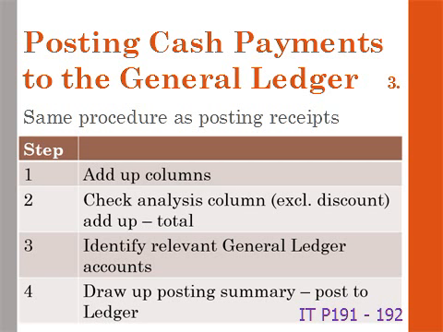Step 1. Add up all the columns on the payments side of the cash book. Step 2. Check that the totals of the analysis column, excluding the discount received column, add up to the total paid column. Step 3. Identify the general ledger accounts which are going to be used and posted to, and mark against the cash book amounts. Step 4. Draw up a posting summary and post to the general ledger.